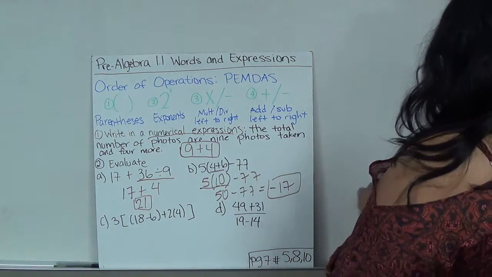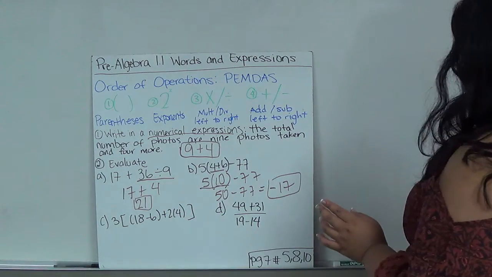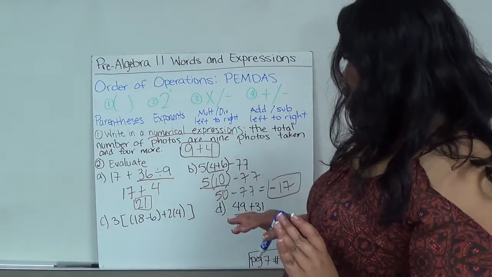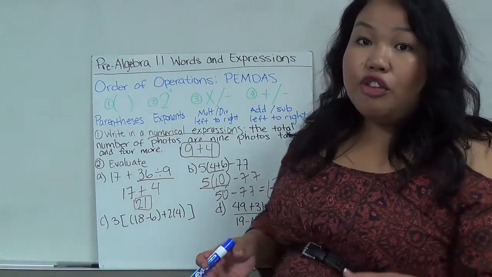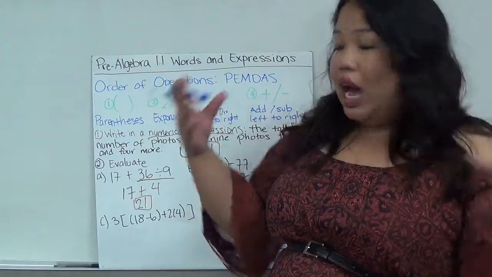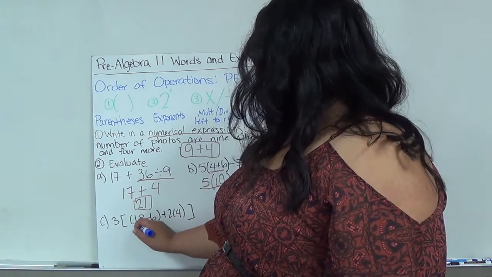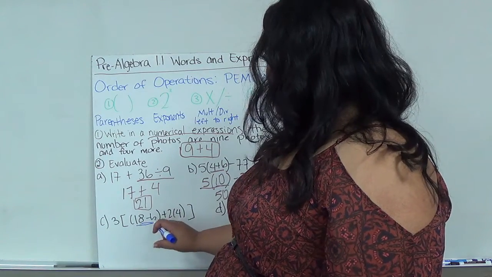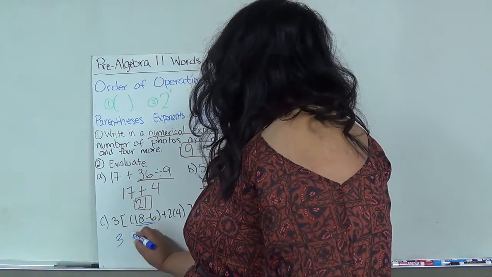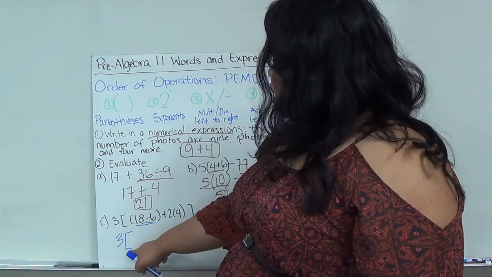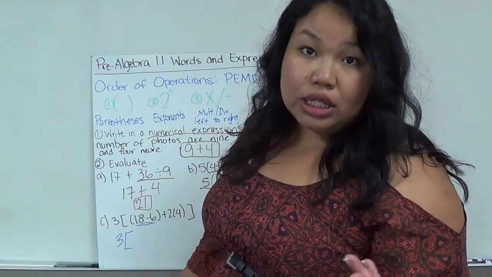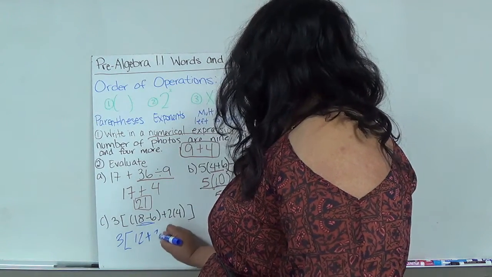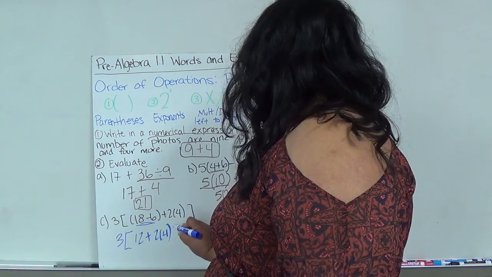Now, number C looks a little tricky, but it really isn't. You're still looking for parentheses. But because there are different sets of parentheses, we're going to go from the innermost parentheses out. So the innermost parentheses is right here, 18 minus 6. I do 18 minus 6 first. This is just a different type of parentheses, the brackets, but it's still parentheses. 18 minus 6 is 12, plus 2 times 4.